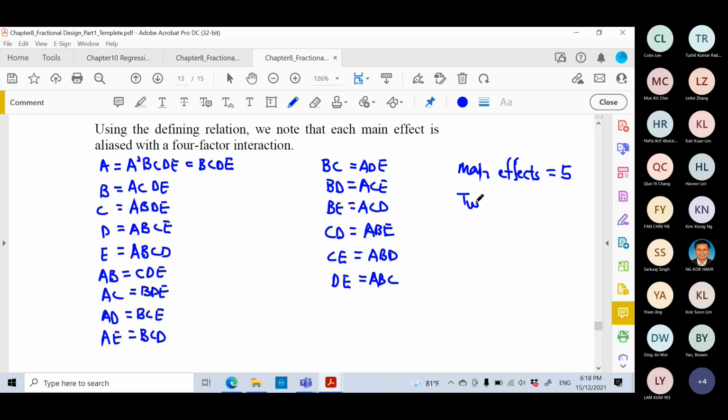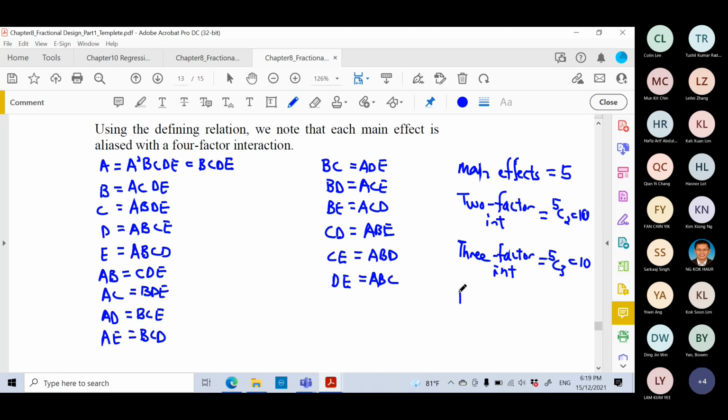For the two-factor interactions, how many of them should you have? It's actually 5C2, you get 10 of them. You can count them out: AB, 1, 2, 3, 4, 5, 6, 7, 8, 9, 10. Altogether you should have 10 two-factor interactions. For the three-factor interactions, you also have 5C3, which is also 10 of them. So consistently here it is 10.